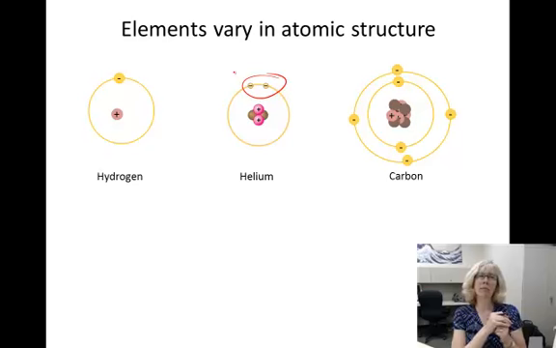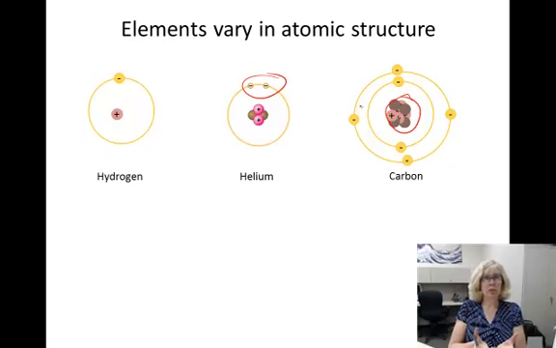A carbon atom, a very common element in biology, has 6 protons and 6 neutrons, and electrons arranged in 2 shells. The first shell of electrons holds only 2. The second shell holds 4. This outer shell is the most important shell of electrons in biological systems.